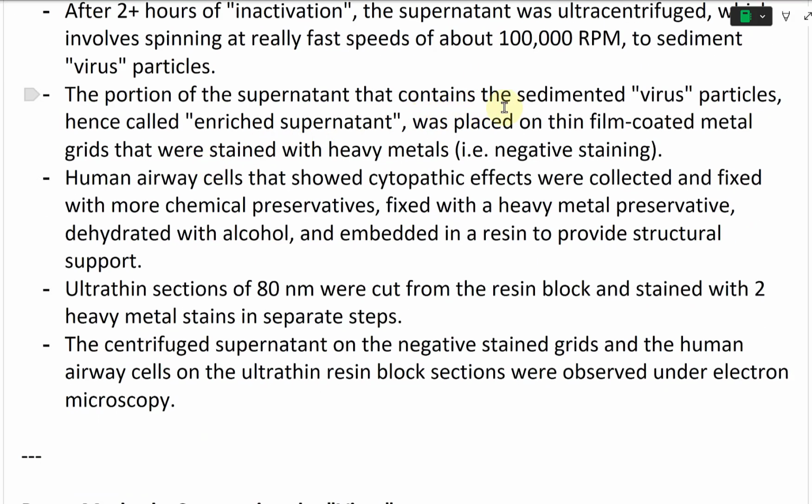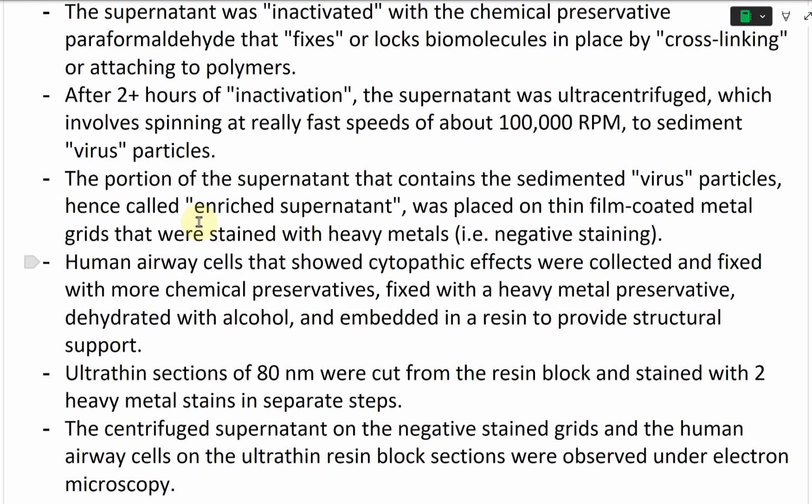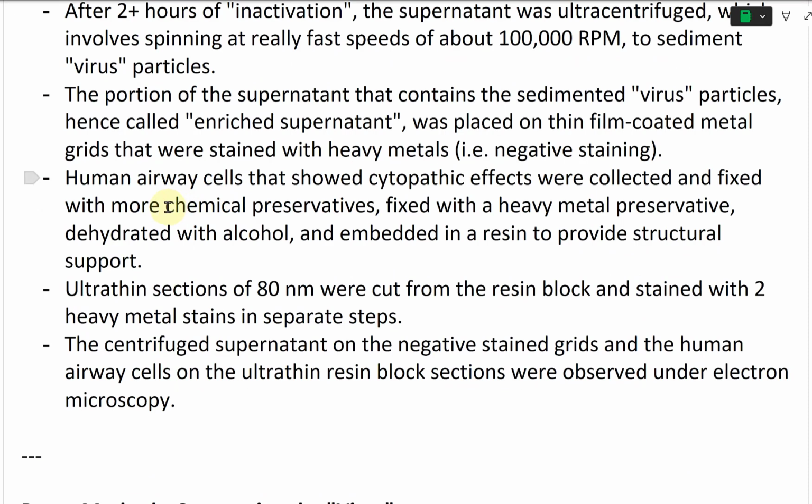The portion of the supernatant that contains the sedimented "virus particles," hence called enriched supernatant, was placed on thin film-coated metal grids that were stained with heavy metals, referred to as negative staining. Human airway cells that showed cytopathic effects were collected and fixed with more preservatives. So this was a supernatant, now it's the actual cells themselves. They were fixed with more chemical preservatives, fixed with a heavy metal preservative, dehydrated with alcohol, and embedded in a resin block. Resin block to provide structural support.